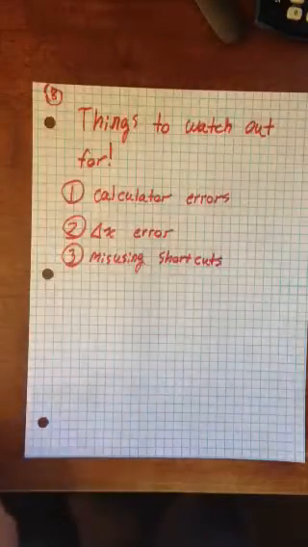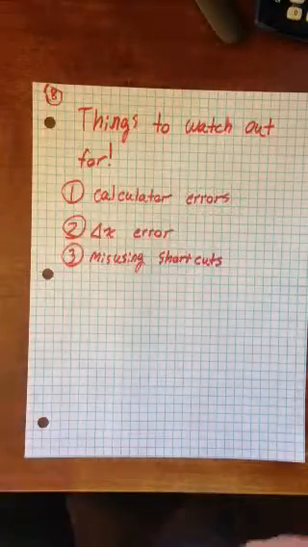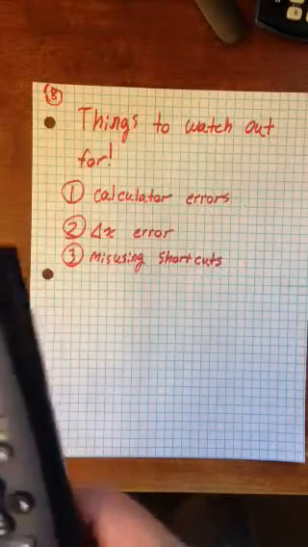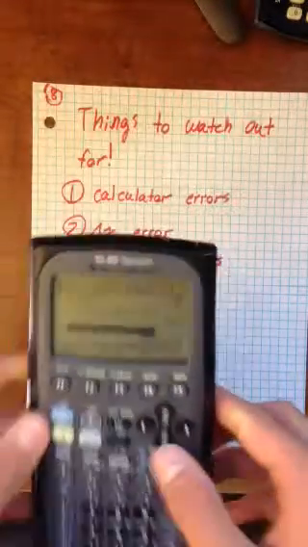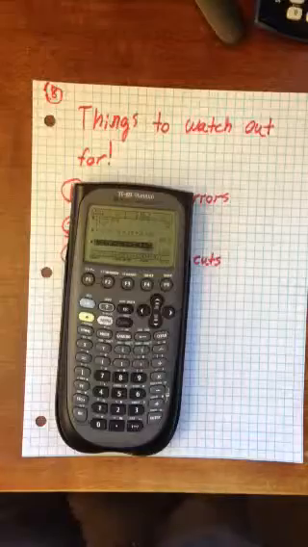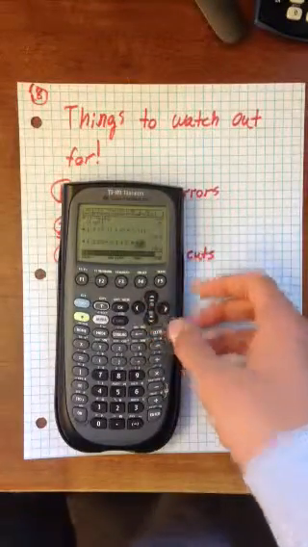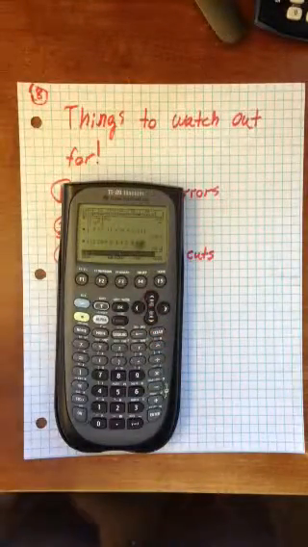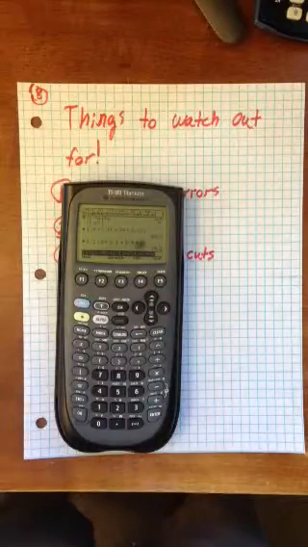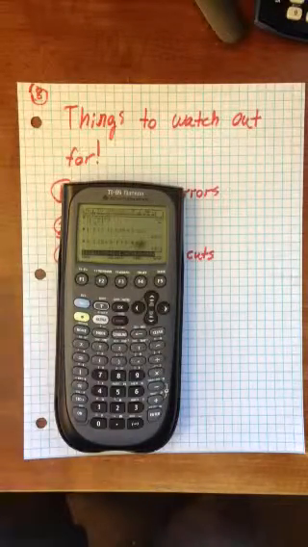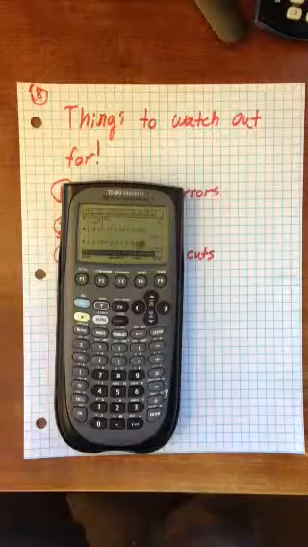So, wrapping it up, things to watch out for. Calculator errors. As you can see from our first problem, there's going to be a lot of parentheses. I have probably like 20 parentheses there. And there's going to be multiplication and addition. So really look out for your parentheses.